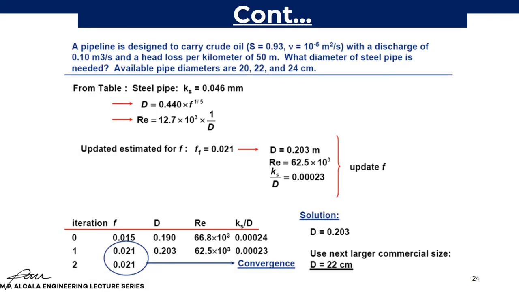So, the solution has converged. So, our guess for 0.203 is correct. And we are to use the next larger commercial size equivalent to 22 centimeters. Okay? Not the 20. Okay? For conservative purposes. Always choose the next commercial size.